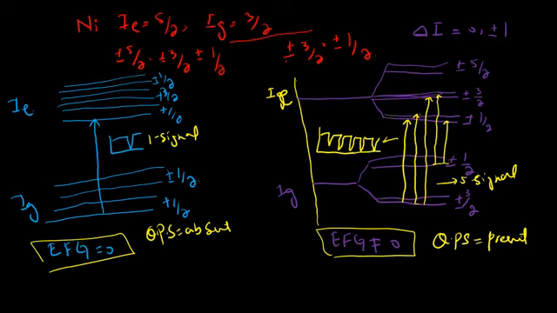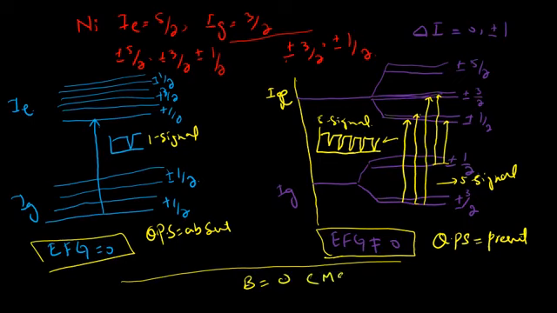So there will be the 5 signals observed in the case of Mossbauer spectra. Here the electric field gradient is 0. Both these are the cases when the B field is equal to 0, or we can say that when the magnetic field is equal to 0.